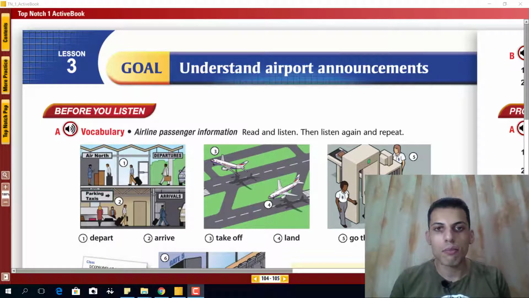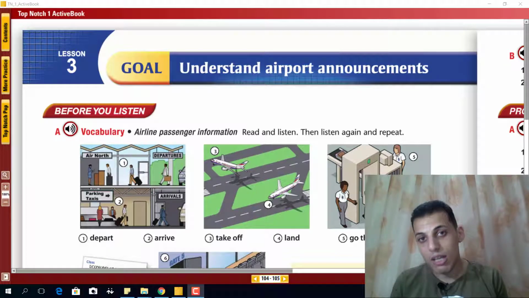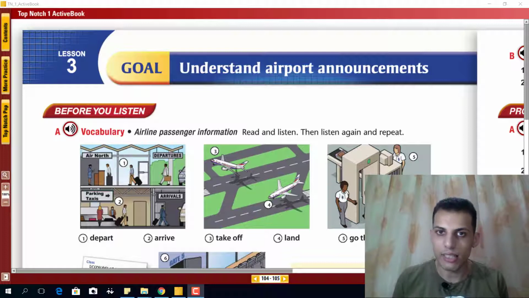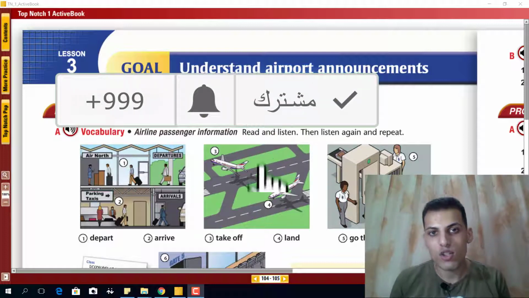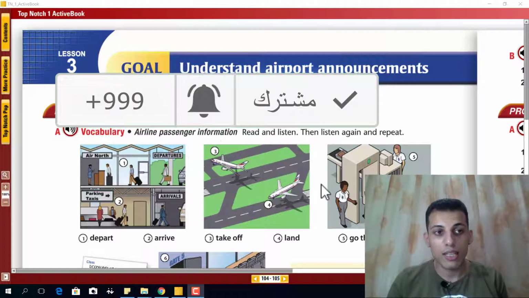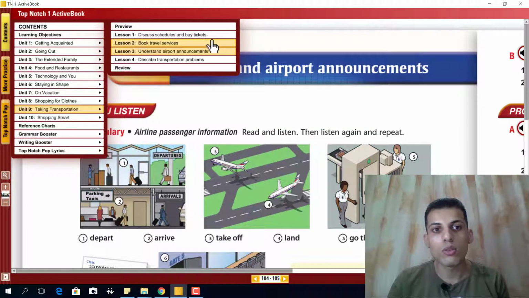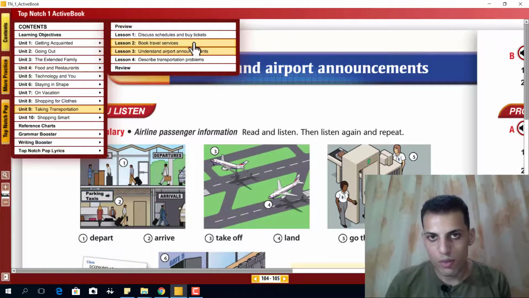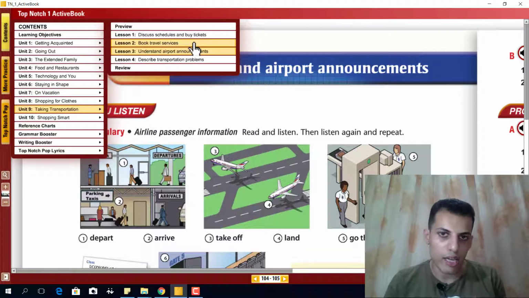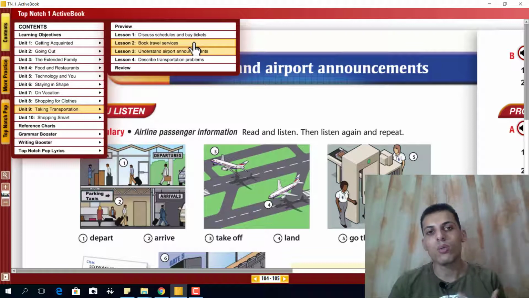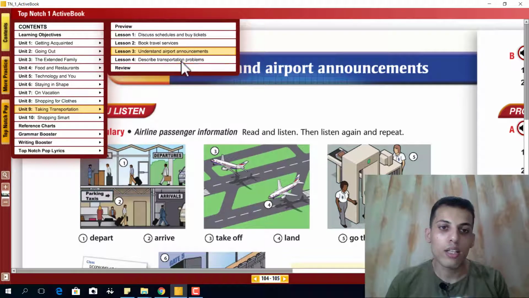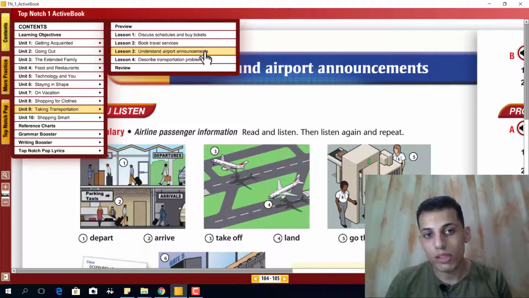So بنكمل مع بعض كورس الجامعة الأمريكية المستوى الخامس المحاضرة الثانية. Okay, Unit 9 Session 2. طبعا we discussed the last session. The first lesson was discuss schedules and buy tickets و book travel services. وعرفنا كل ال verbs اللي احنا بنستخدمها وخدنا شوية grammar وحاجات لذيذة كده. Lesson number 3 lesson number 4 بتوع النهاردة understand the airport announcements and describe transportation problems.